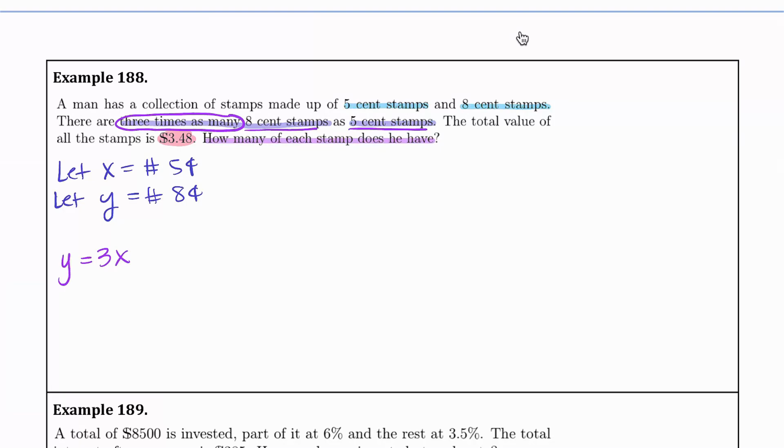And then our second equation is going to be talking about the values. Don't forget how we write 5 cents here. We write that as 0.05, 8 cents is 0.08. So our second equation is going to say 0.05x plus 0.08y equals, it has a total value of 3.48. Okay, this specific problem is geared towards substitution. We already have our y isolated, so we could just substitute this in here for our y and solve for that.